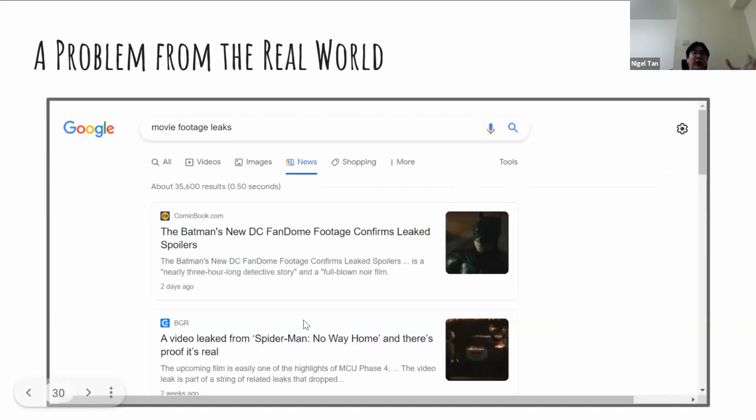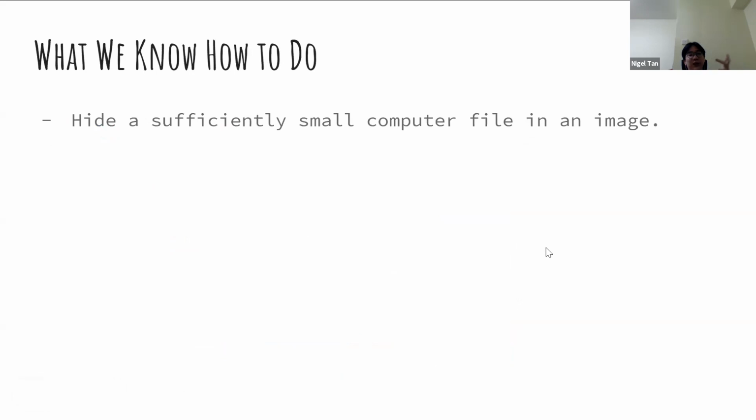So how can we use what we have learned to solve a problem like that? Let's say you are a stakeholder in the production of Spider-Man and something like this happens. Wouldn't you want to know who leaked it? I'm telling you that we can, but how? Using what we've learned. So let's recap what we've learned, which is really only one thing: how to hide a sufficiently small computer file in an image. For those of you who are interested in these kinds of things, I'll give you 15 seconds to think about it.